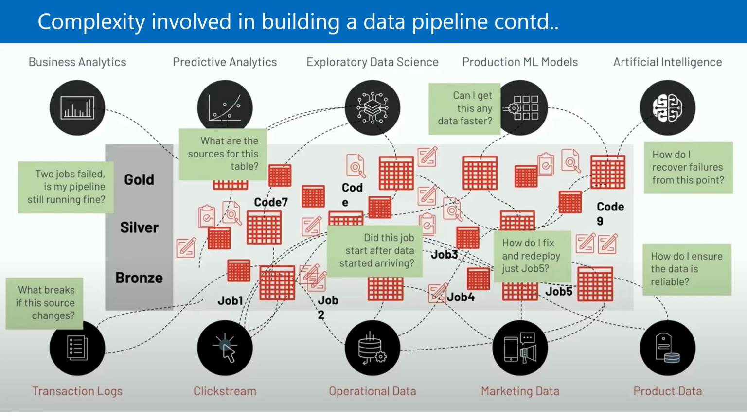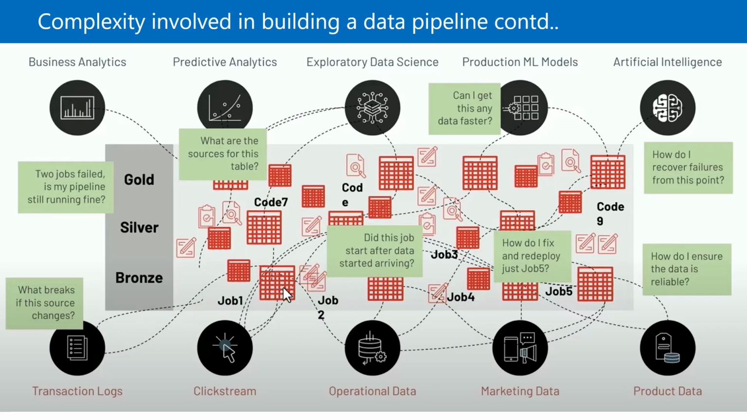So what are the complexities involved? First, there are different business analysts, right? And they want to understand why this pipeline has two jobs failed but other pipelines are still running. Why is the system broken? What are the sources for this table, and how do I understand that these sources are built correctly? The ML folks want to understand whether they can get this data faster than what they are getting now. Then the data scientist is saying, if this job starts, after that the data starts arriving, because there are dependencies, right?